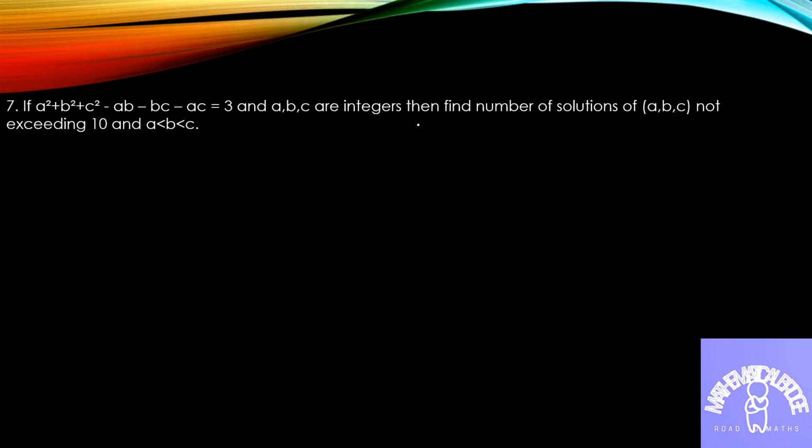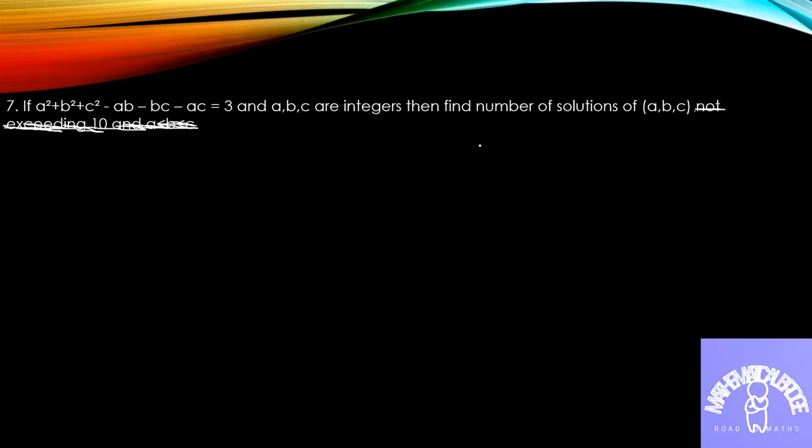Okay, so while solving this type of questions where words like not exceeding 10, not exceeding something, and a relation is given, a is lesser than b is lesser than c, what I actually do is omit this part. Now I will solve only up to this part. I will find the number of solutions of a, b, c first of all.